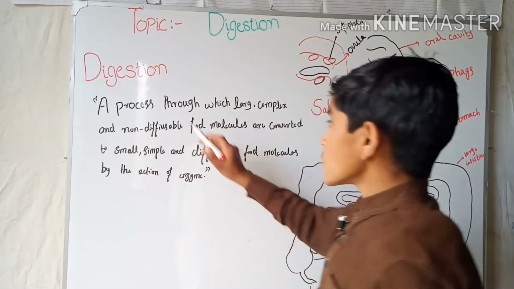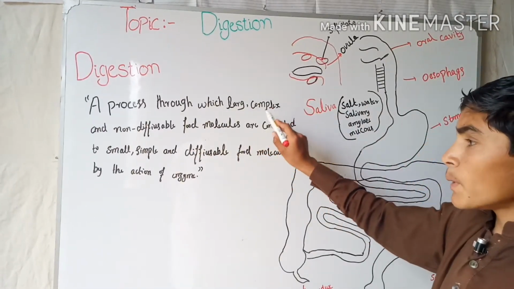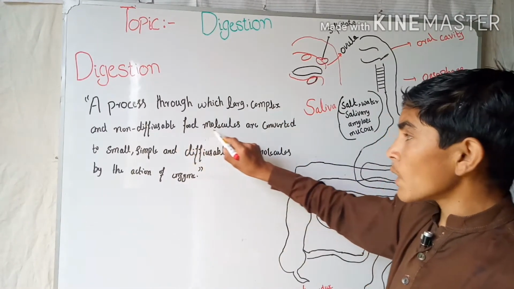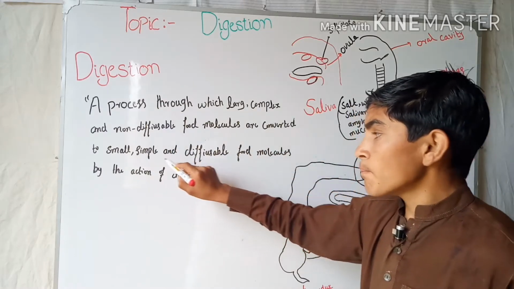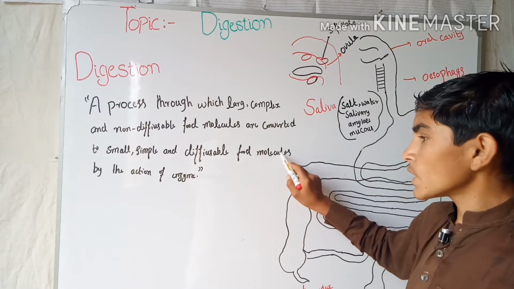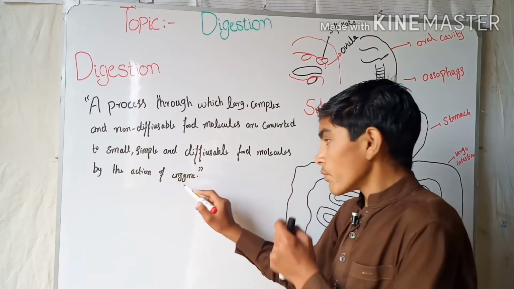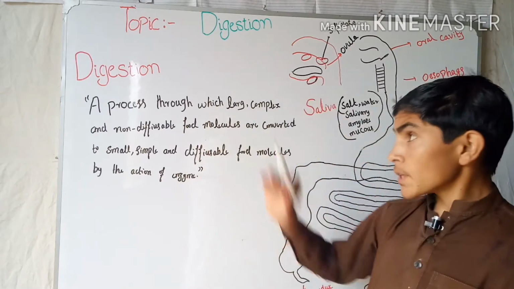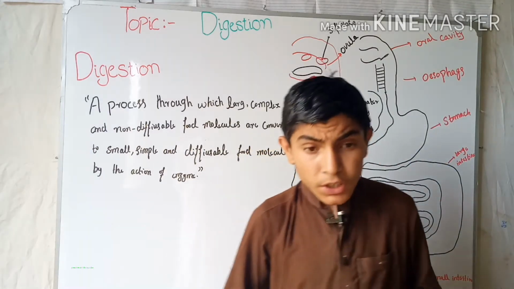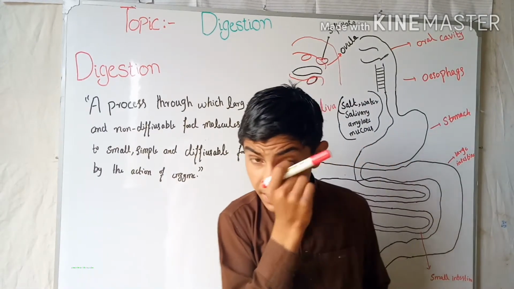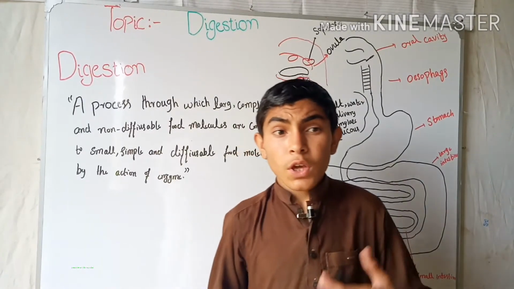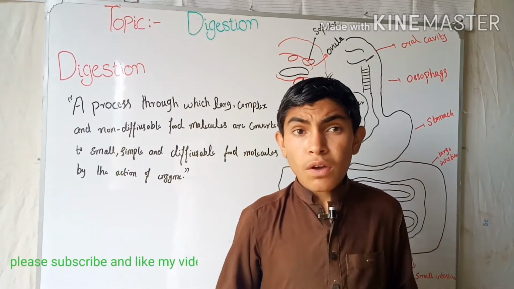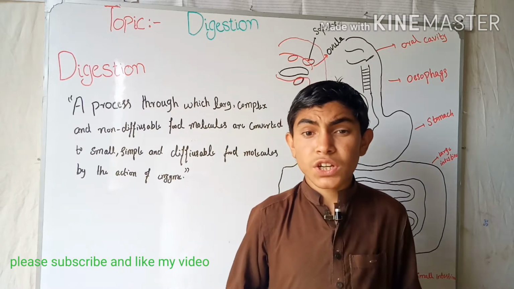Digestion is a process through which large, complex and non-diffusible food molecules are converted to small, simple and diffusible food molecules by the action of enzymes. This is the definition of digestion. Students, the food which we take is not directly useful for us because we cannot make use of it. So firstly we have to digest it.